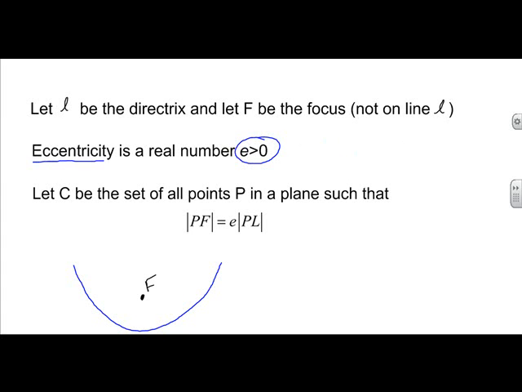The conic section, the graph of our parabola, ellipse, or hyperbola, is the set C, which is the set of all the points in a plane, such that the distance from the point P on the curve to the focus is equal to the eccentricity times the distance from P to L. Now, this distance, PL, is the perpendicular distance from P to the line L.